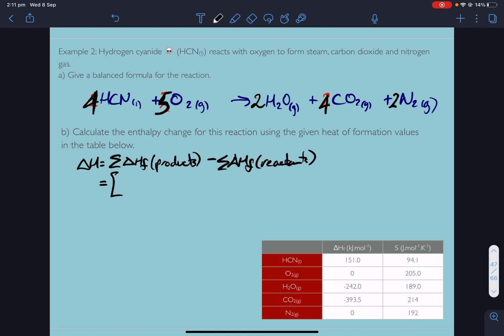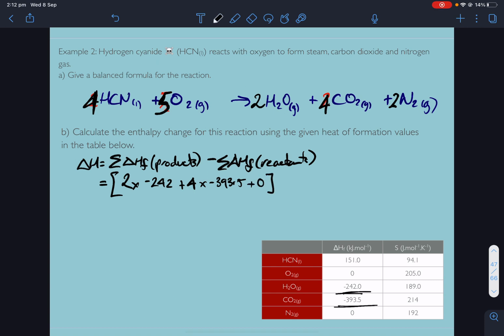So our products are 2 water gases, and it's the enthalpy value here. So 2 times negative 242 plus 4 carbon dioxides. Carbon dioxide and the heat of formation value is negative 393.5. Plus 2 nitrogens. Nitrogen, of course, is 0 because it's just nitrogen as it's found normally. Plus 0.